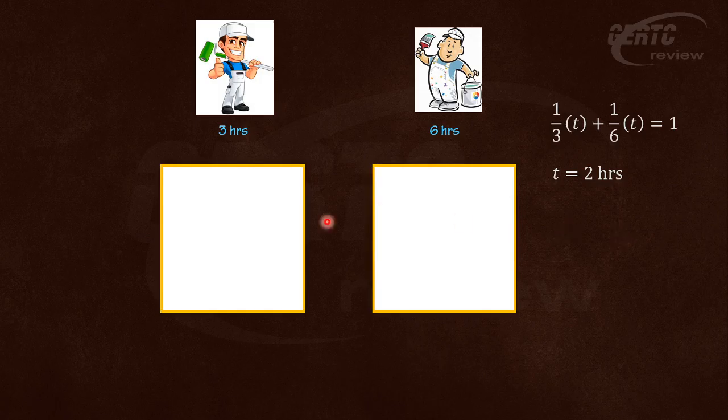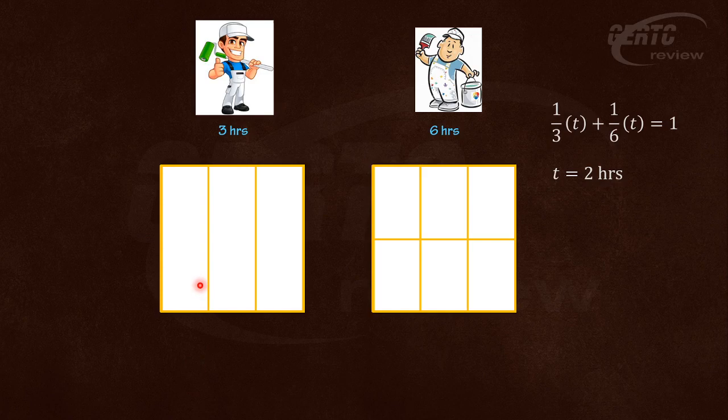Let's say ito yung ipipaint nila. Hiwalayin lang natin. No? Mamaya i-merge natin yung dalawa. Okay, if this man can paint this in 3 hours, let's divide this into 3 equal parts. Ito naman 6 hours, let's divide this into 6 equal parts. At tingnan nyo. In 1 hour, ano yung magagawa nila? Okay, in 1 hour, this man can paint this part and this man can paint that much.